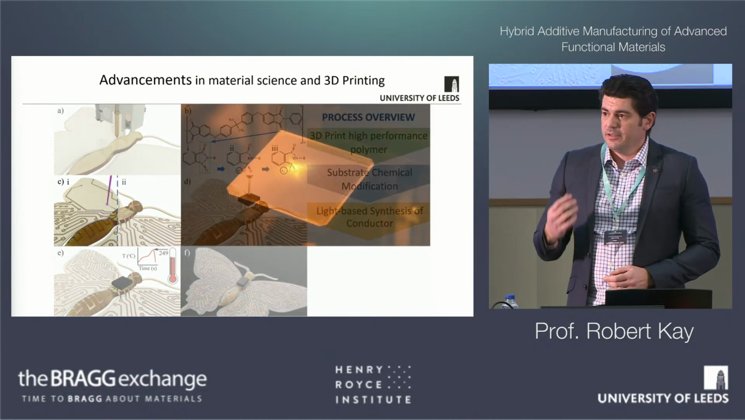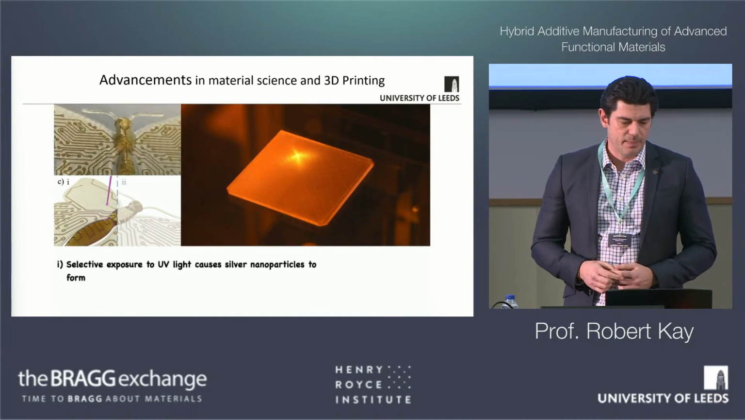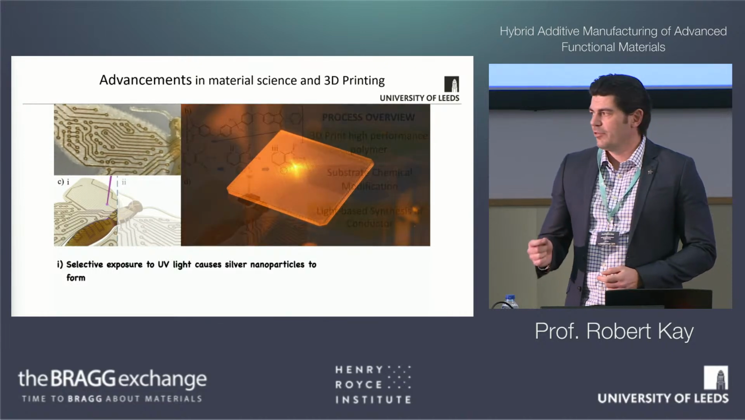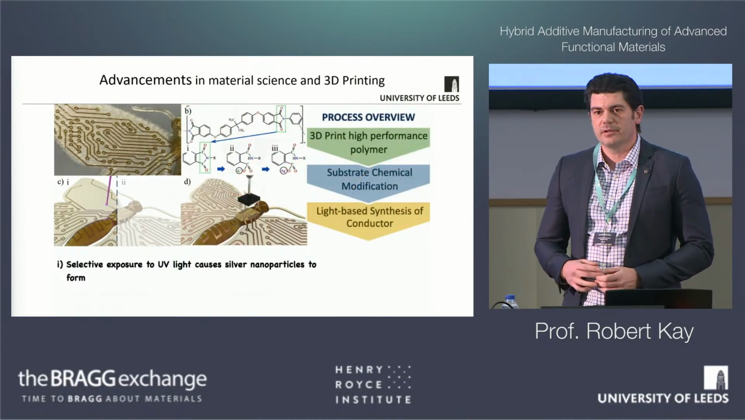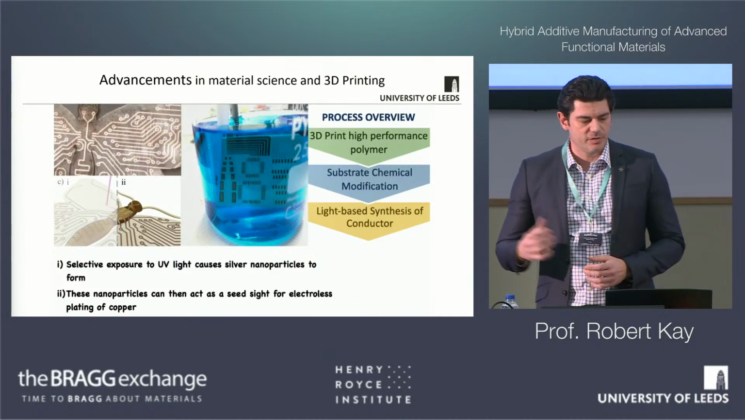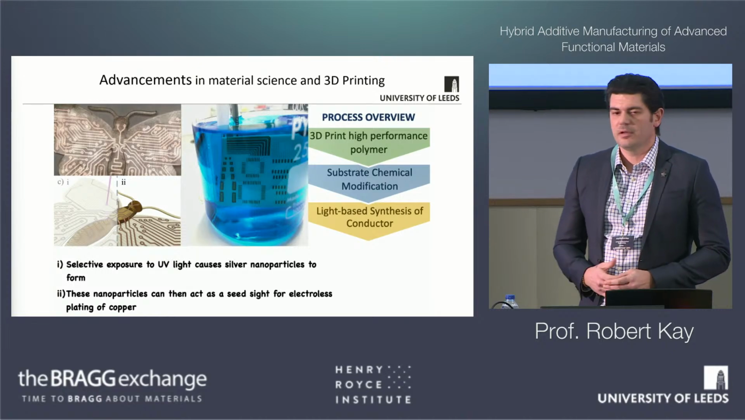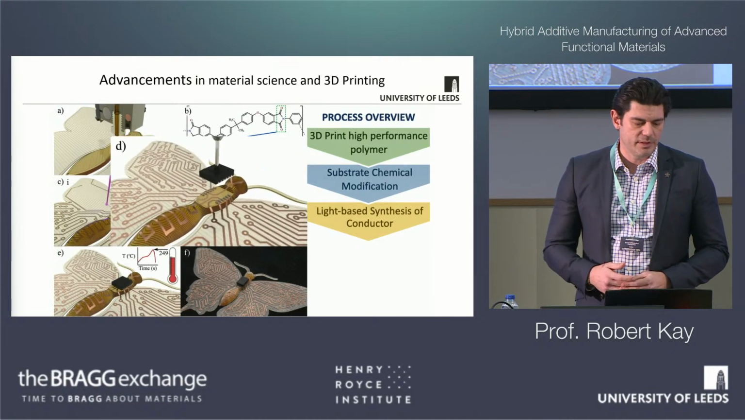In this case, because we want a digitally driven process, we used a laser rather than, say, a photomask. These silver ions then act as a seed site so that you can electrolessly grow copper. So again, this is simple lab work, so it's done in a beaker. But suddenly we've grown bulk copper, the same that's used in the printed circuit board industry.